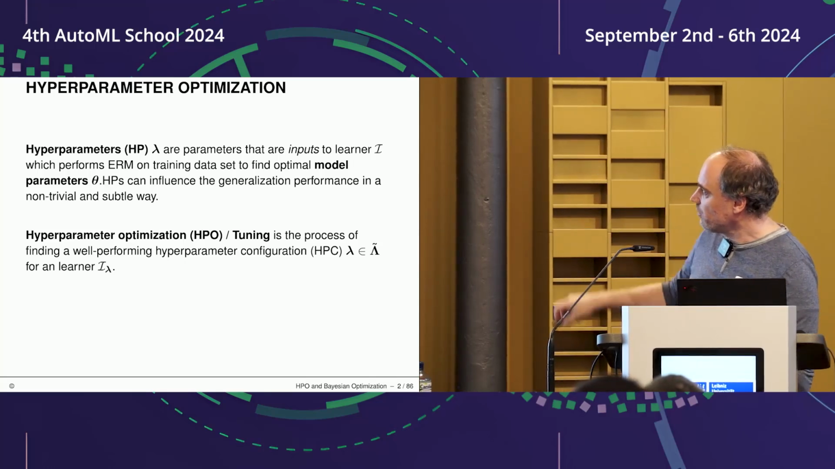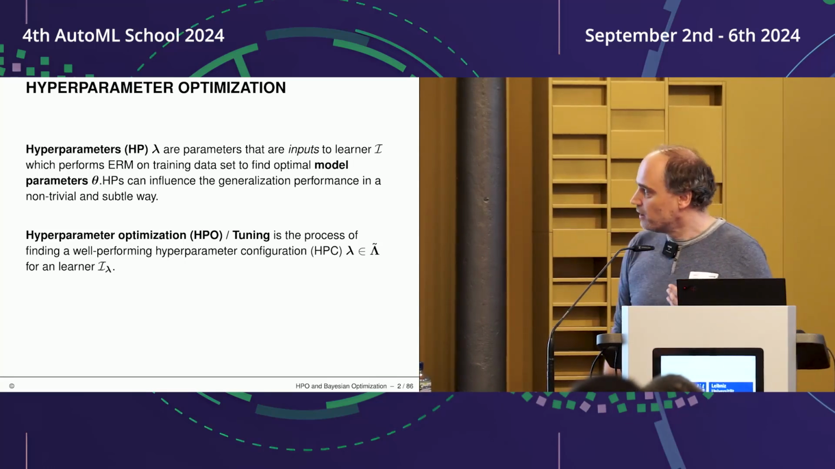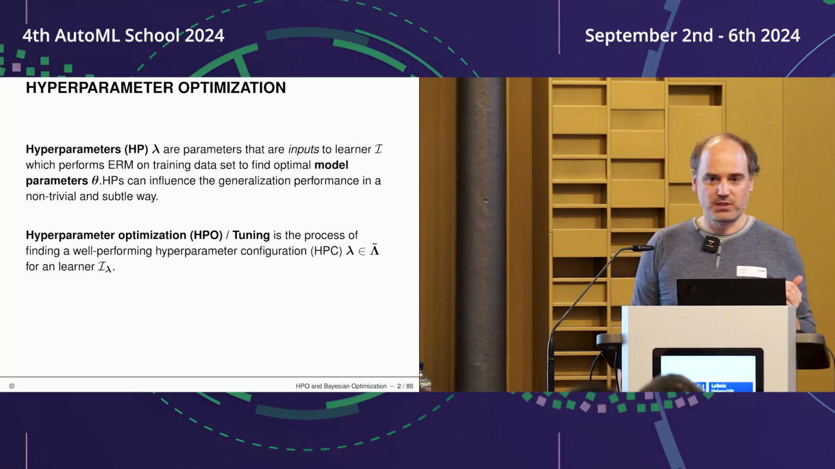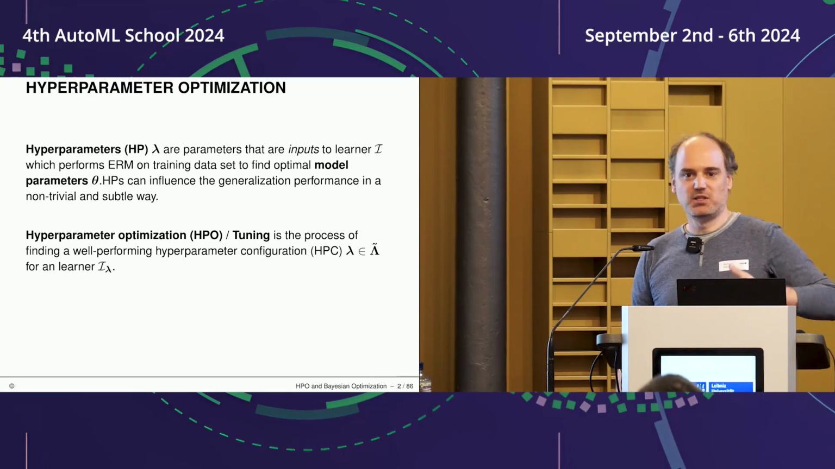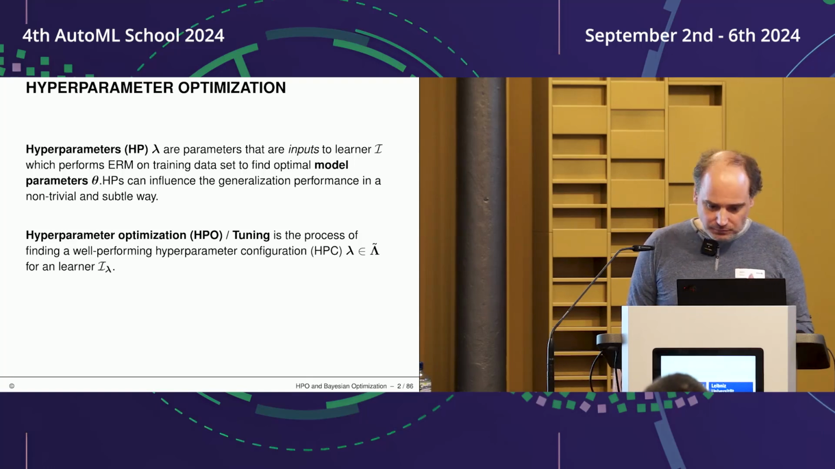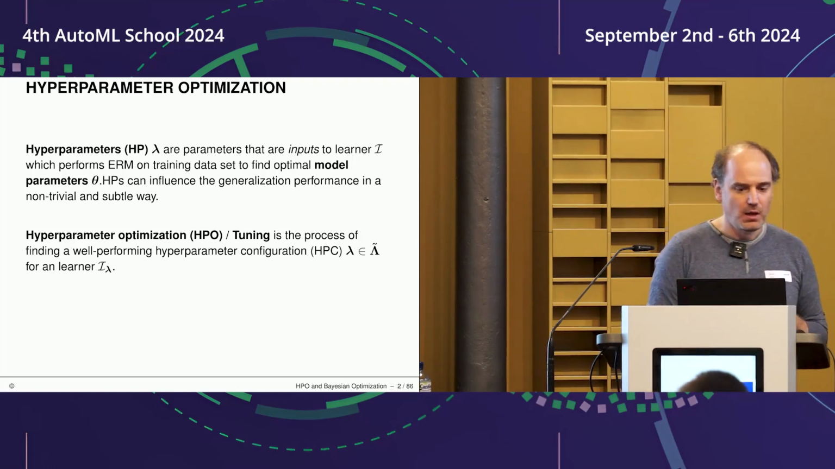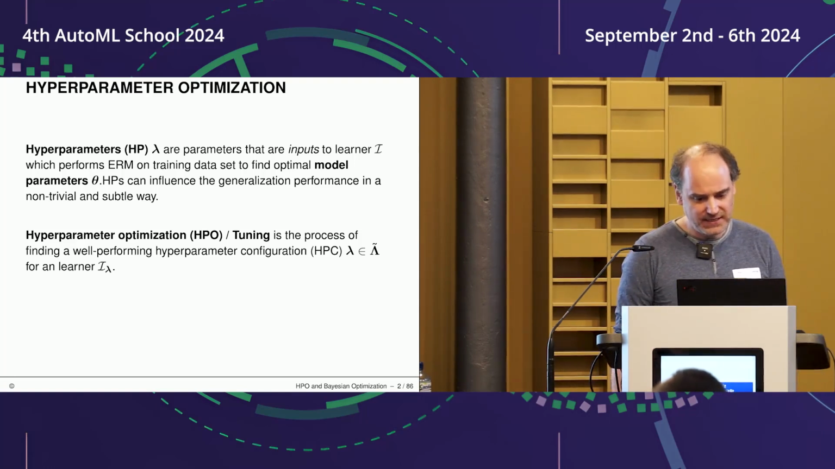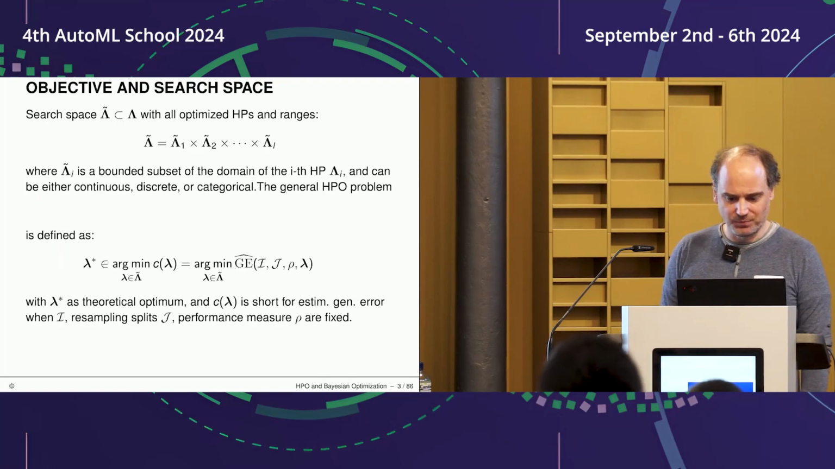I stands for the inducing algorithm, which usually performs something like empirical risk minimization on our training data to find our optimal model parameters. So model parameters are an output of the training procedure, and hyperparameters are an input to the training procedure. So it's well defined, the algorithm is completely fixed in terms of its behavior. And of course, we all know that hyperparameters can influence the generalization performance quite drastically.